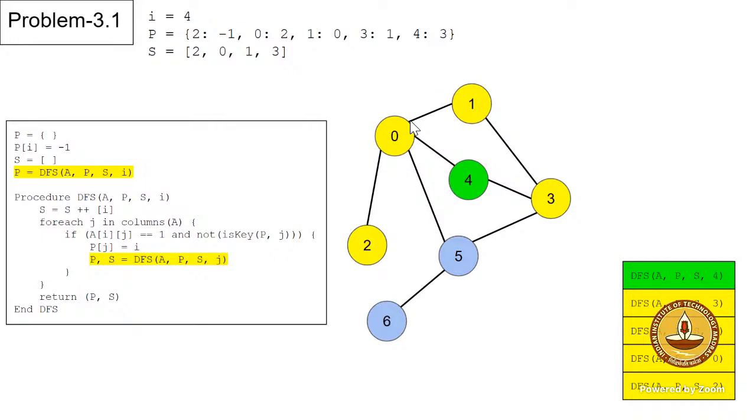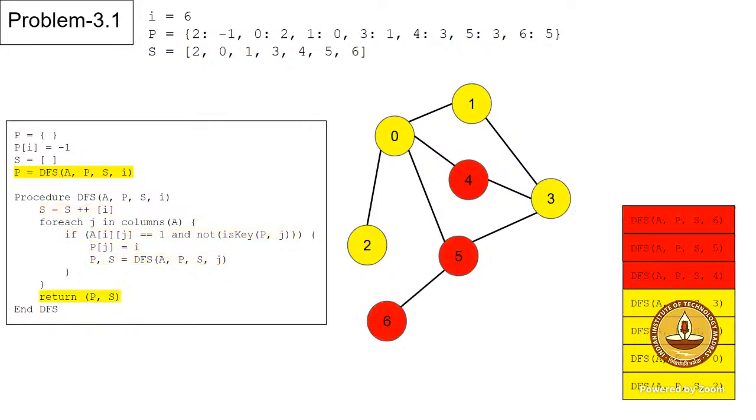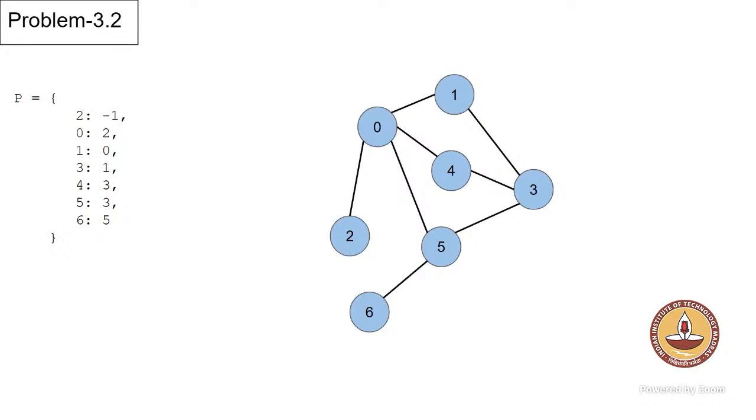Similarly for 3, we come from 1, so 3 will be mapped to 1. So finally, what will P be? How will the dictionary look? I will show it. So the P dictionary is this: 2 is mapped to -1, 0 is 2, 1 is 0, and 3 is 1, and from 3 we are going to 4.